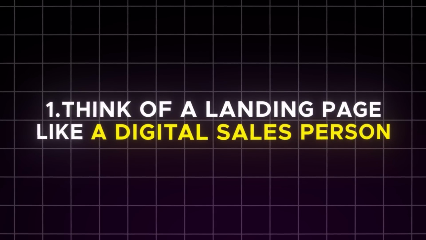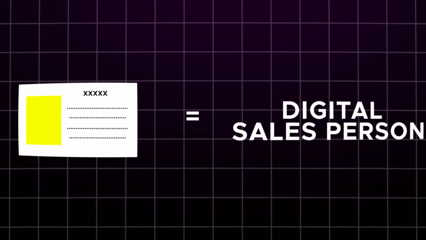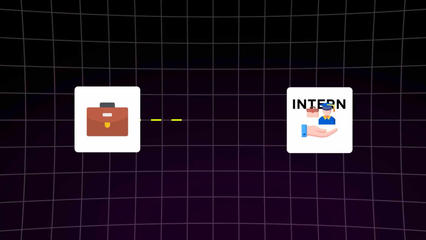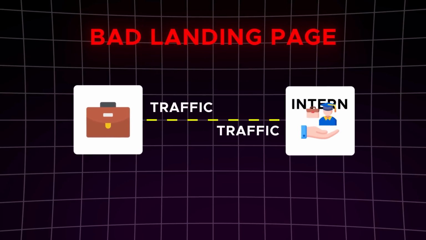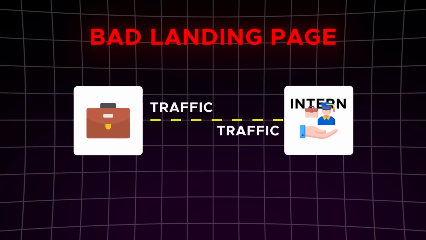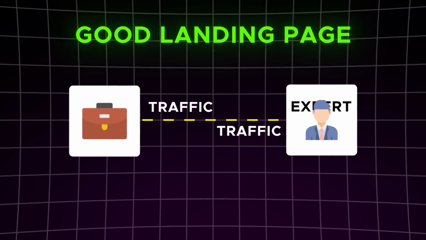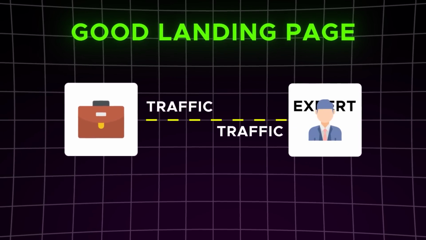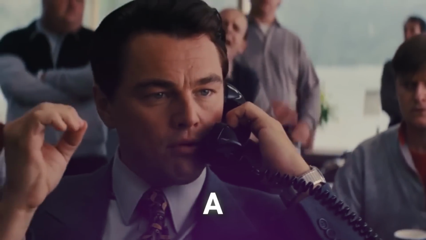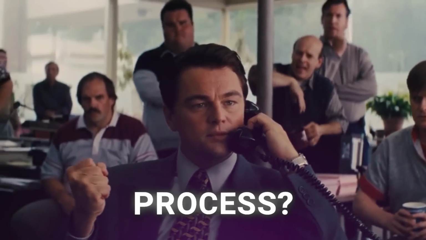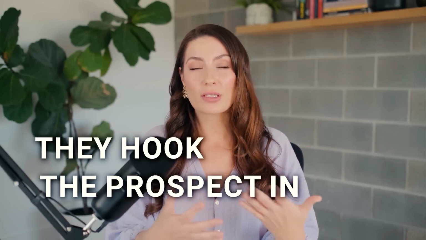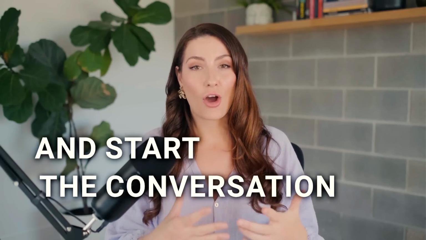To create $1 million landing pages, you need to think of your landing page like a digital sales person. The problem is most businesses send all their traffic to an untrained, boring intern who couldn't close a door, when to actually make money, they need to send their traffic to a hyper qualified sales person. So if your landing page is your digital salesperson, how does a great salesperson start the sales process? Well, they hook the prospect in and start the conversation.